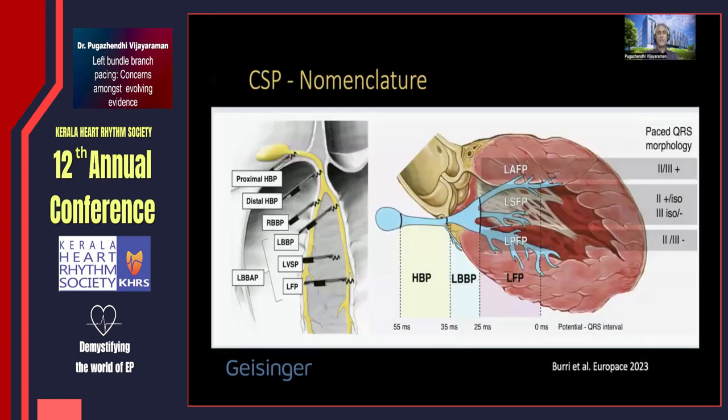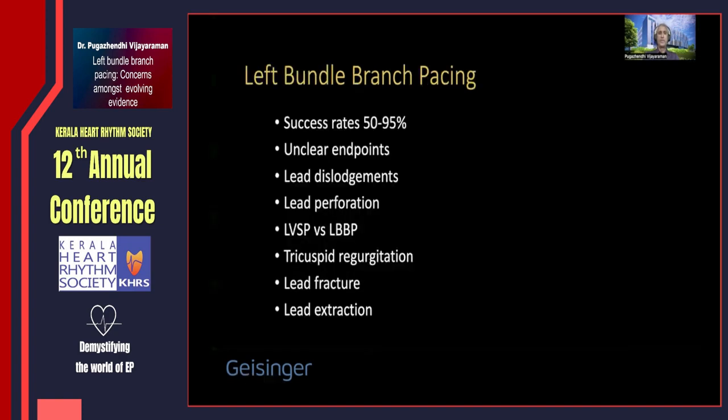And the conduction system pacing nomenclature has evolved quite a bit. While this is very prescriptive and able to explain in detail, it also adds challenges for new implanters and may be intimidating. We have proximal His bundle pacing, distal His bundle pacing, right bundle branch pacing, left bundle branch pacing, and then possibly fascicular pacing and left ventricular septal pacing. And these are all somewhat defined.